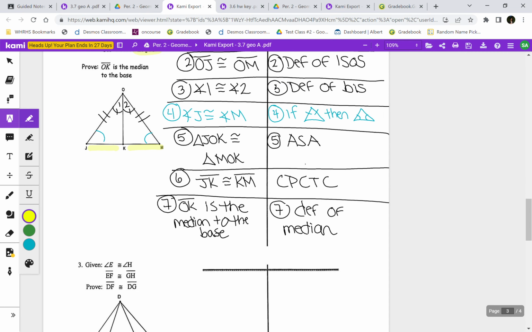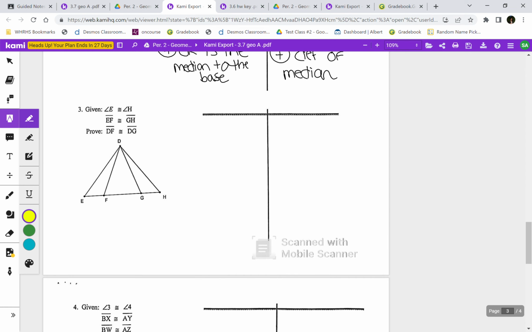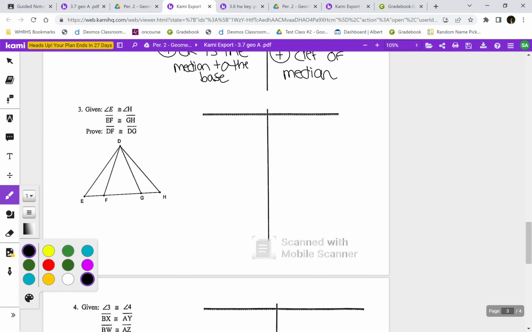I'll give you a second to finish copying, then we'll go on to number 3. Anybody still copying? All right, number 3, let's go.